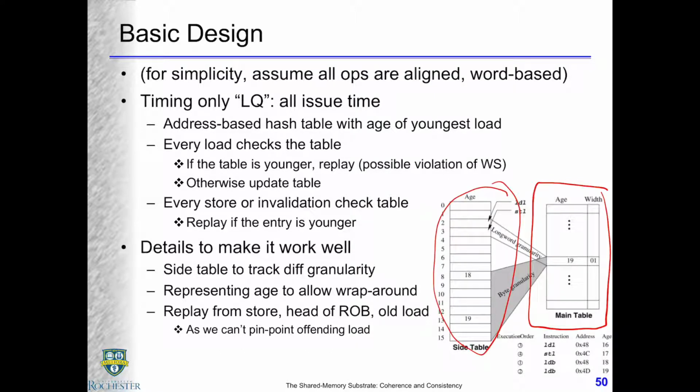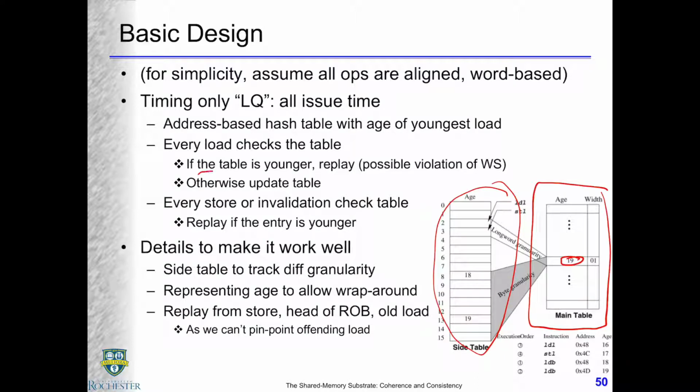And this table is separated into different entries. It's a hash table. You take an address, you hash the address, and you go to a certain entry. Another way of thinking about it is I'm banking all the addresses. I go to the bank, and I put my age there. But before I put my age there, I compare my age with what is already in there, which is the youngest load that happened to that hash entry.